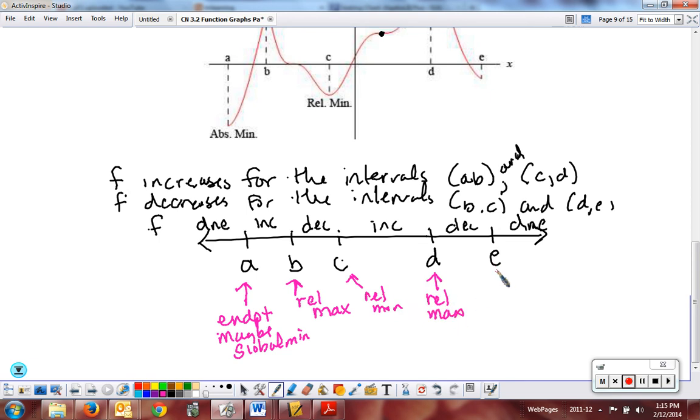And then at E, it's an endpoint. What's its only chance of being something? Global. And given this chart, does this chart actually tell me global though? No. What this chart does, where I'm switching increasing to decreasing, will tell me where my relative extrema are. That's what it tells me. Okay. Everybody good?